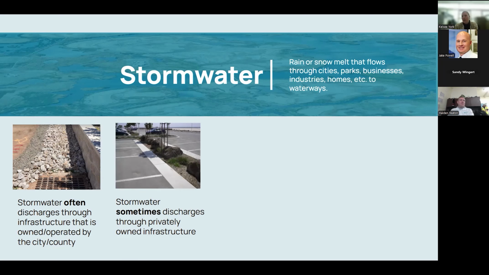So that's kind of where businesses and industry come into this, where, see, this photo has a tree-lined swale or infiltration system in their parking lot. That's often owned by that privately owned entity, and then usually will connect back to that city or county system. So what we would call that is a privately owned stormwater control in the parking lot that then discharges to the city or county infrastructure.